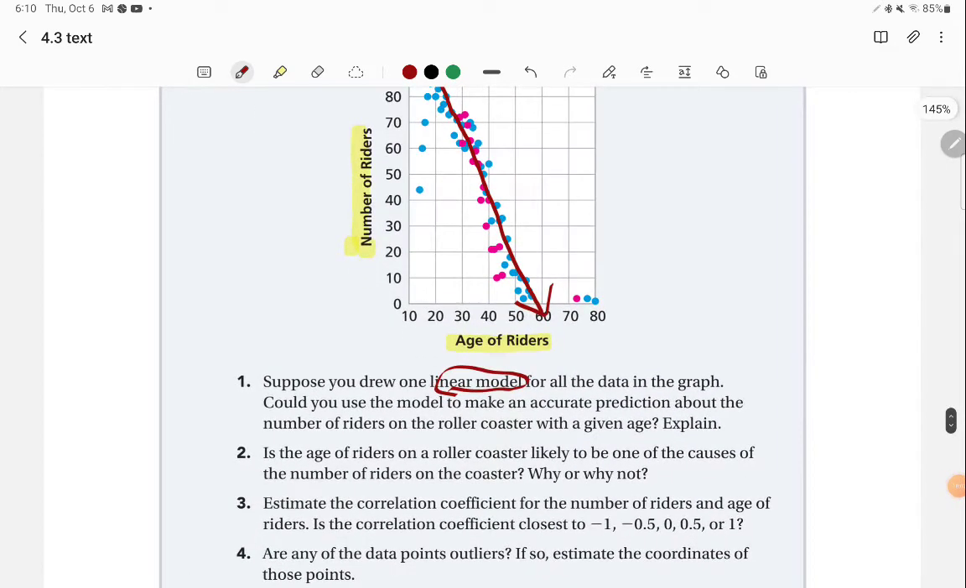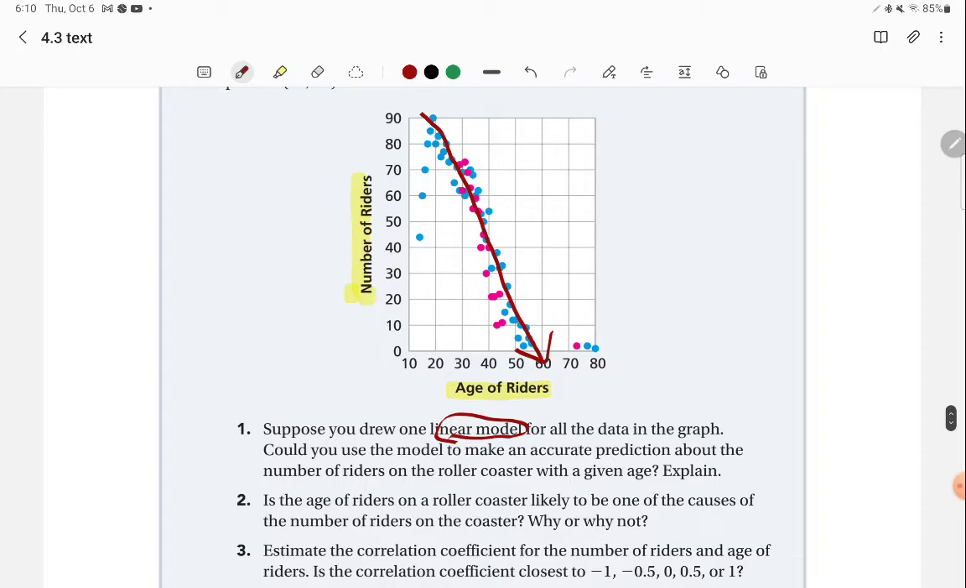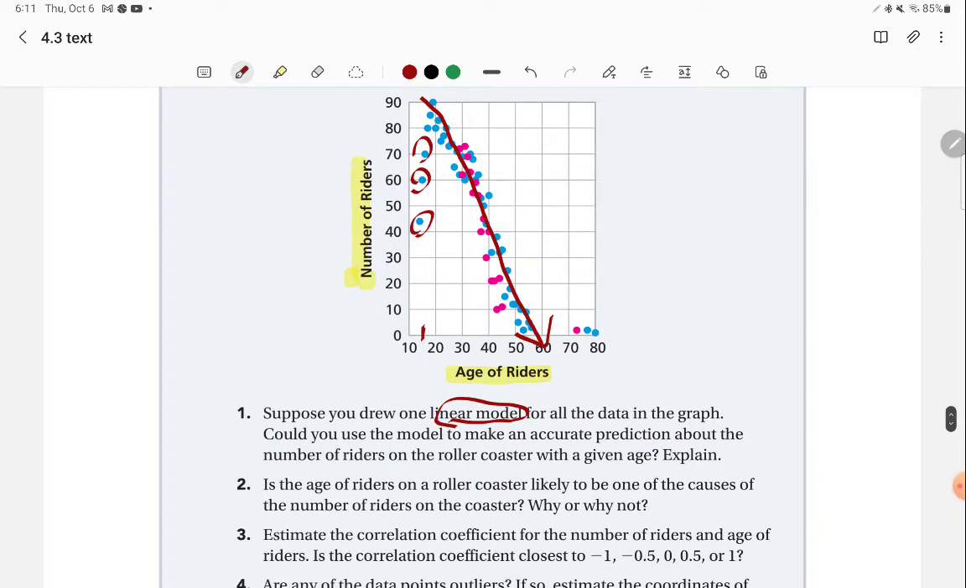Okay, to answer the first one, we have our linear model. Could you use the model to make an accurate prediction? So in this case, yes, that line that goes through, the points are all pretty closely clustered in. We do have a couple of outliers here, right? And that's because you're looking at 15-year-olds here that may not ride some of these. So it takes an older person, probably up to 16 or older, to ride some of these rides. But yes, this would be an accurate depiction of the age of the rider and how many riders you're going to have at that age for that day.